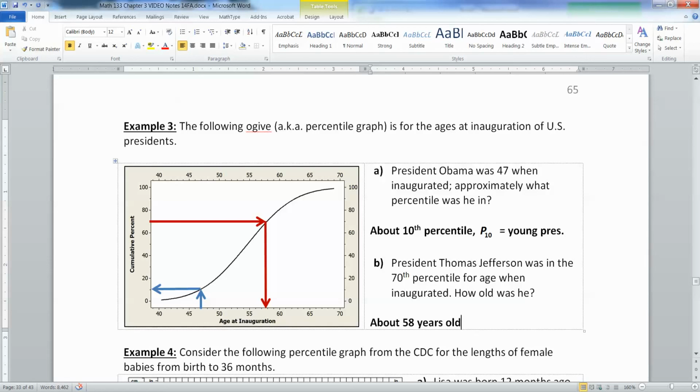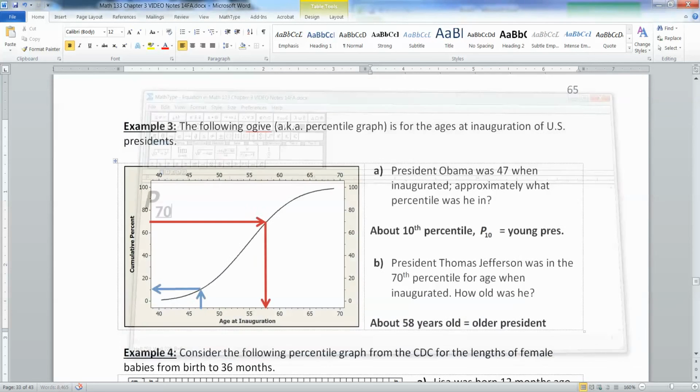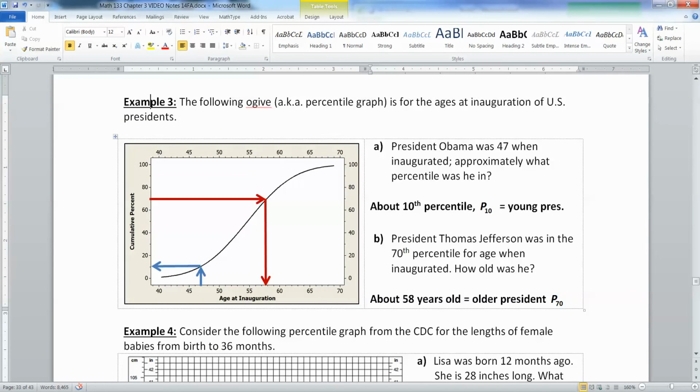So what I did was I started at 70 over here with this arrow, and I go straight horizontally to the curve. And then I take my pencil, arrow, whatever, and I draw straight down or straight up. It actually would work either way in this case. And I see how old he was. And it hits at about 55, 56, 57, some really close to that 58 mark. So I said he was about 58 years old. And he was an older president because he's in P70. Right? Being in this P70 means that he's older. Now, this seems all well and good.